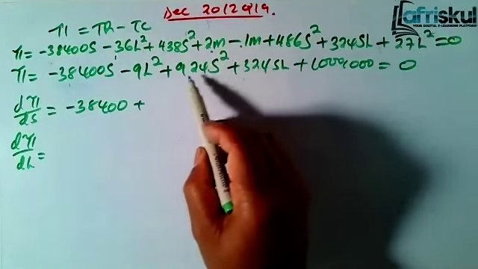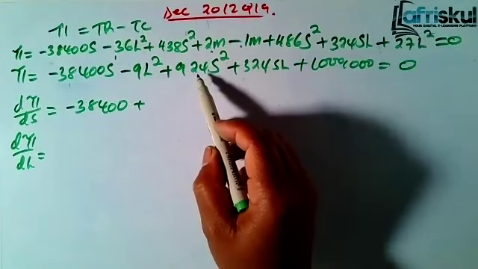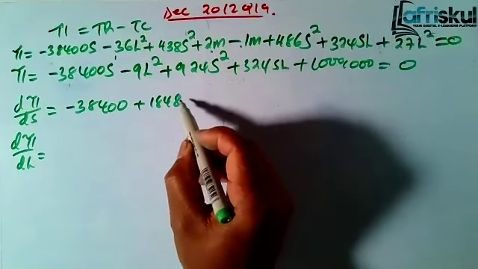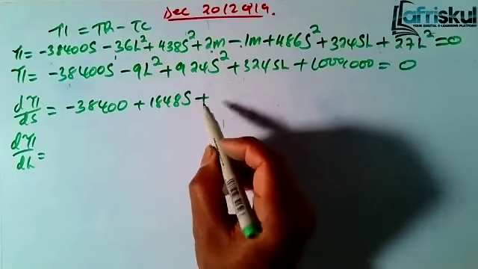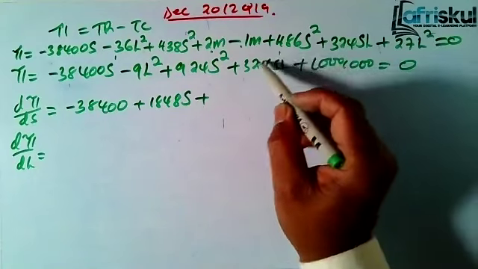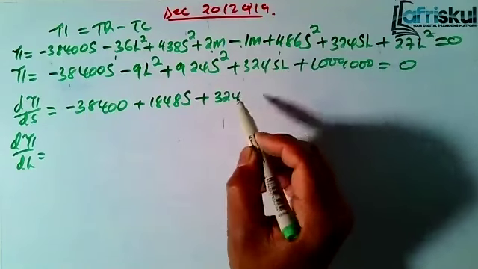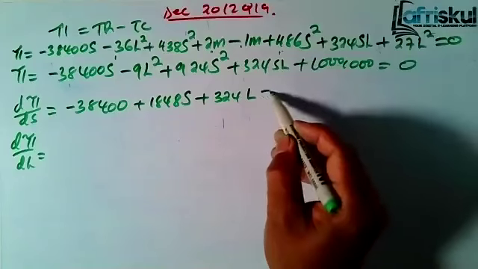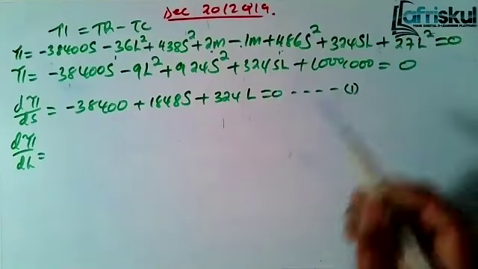Plus, it's 2 times 9, 24. So if you multiply that one, you get 1848S plus, we have another S here. So this is the same as S raised to 1. So it's 1 times 324, you get 324 minus 1. S inaisha, unabakia na L is equals to 0. You can call it equation number 1.